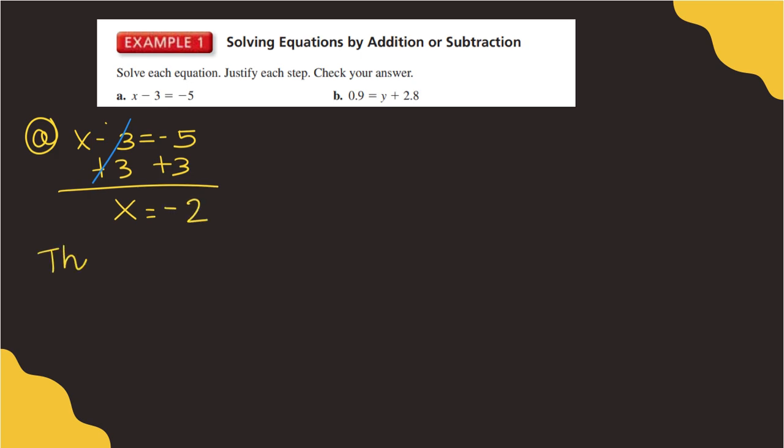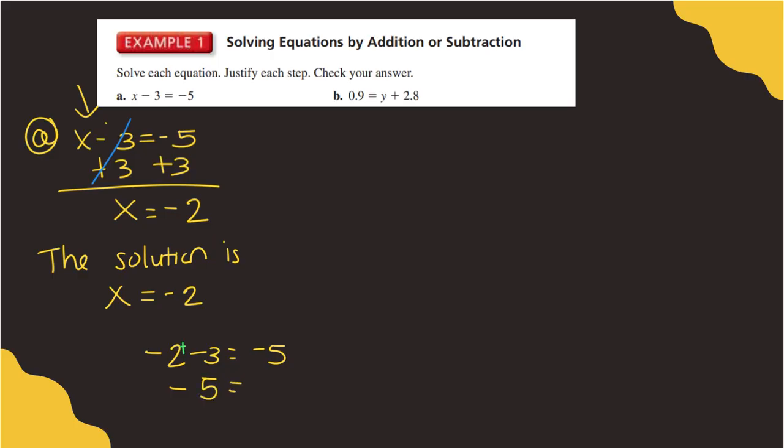So the solution is x equals negative 2. If we were to check it, all you're going to do is substitute wherever x is with negative 2. So we're going to have negative 2 minus 3 equals negative 5. Negative 2 minus 3, if we were to add a plus sign right here in the middle, we know that when we're adding two negatives, we're going to have also a negative. So our answer is going to be negative 2 plus negative 3 gives us negative 5 equals negative 5. So our solution is correct.